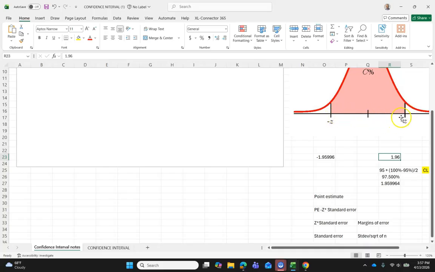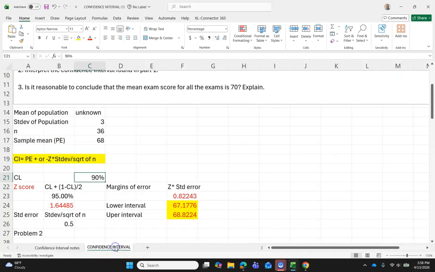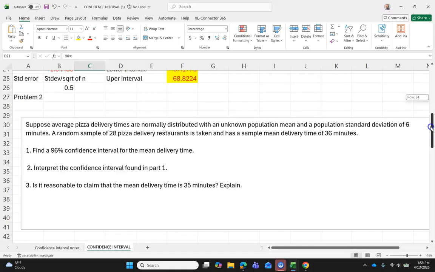It can be any value around here. And that particular value may be different from the value which we have as our point estimate, but the variation is not significant. It is almost, we can say, more or less the same. So that's what we found here, and that's how we can actually calculate a confidence interval.